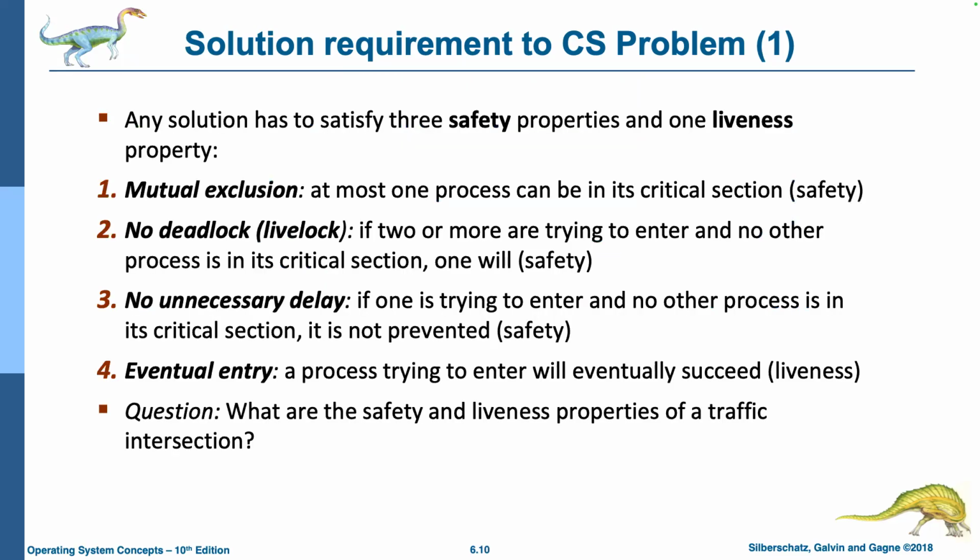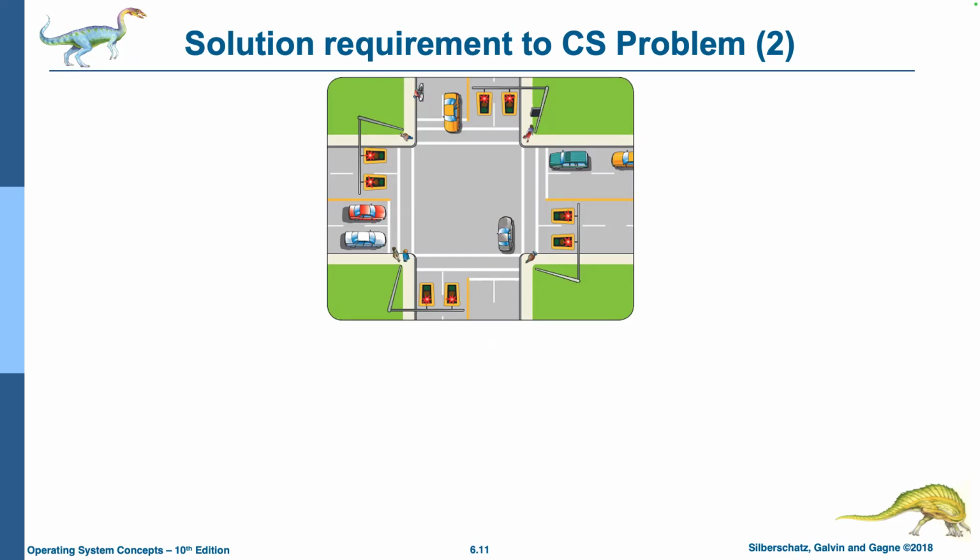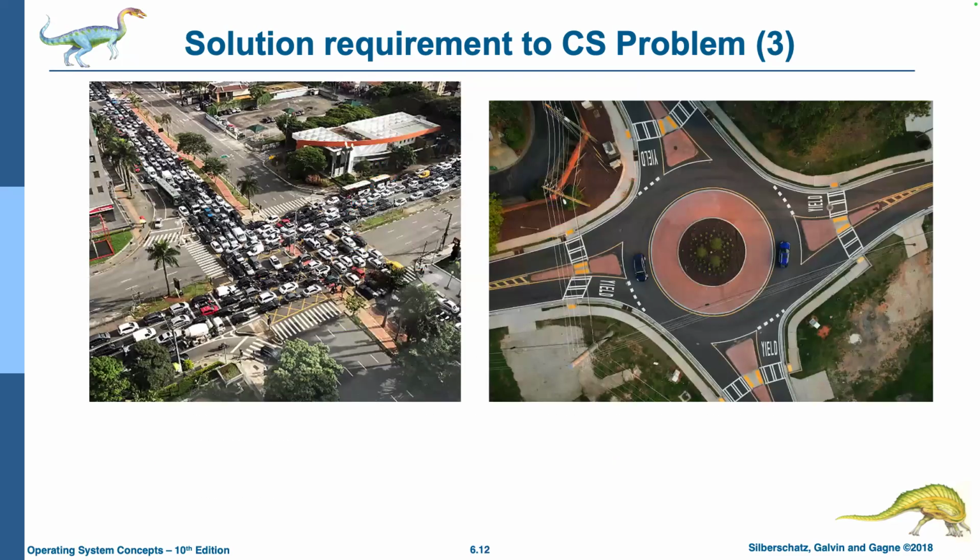Okay, next one is deadlock and livelock. Do you have the deadlock? Assume the signal is correct. If the signal is wrong, it has deadlock. Right? Traffic jam, deadlock. How about livelock? You may not know what livelock is. Okay, this is deadlock.